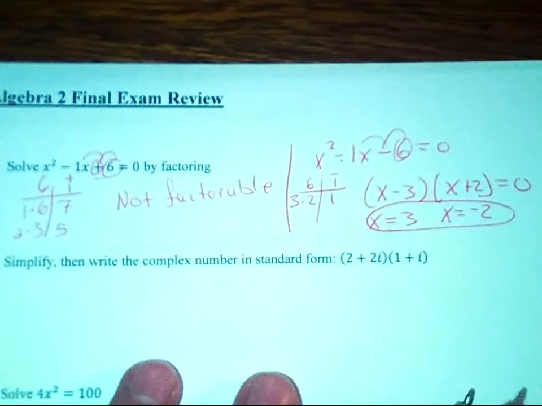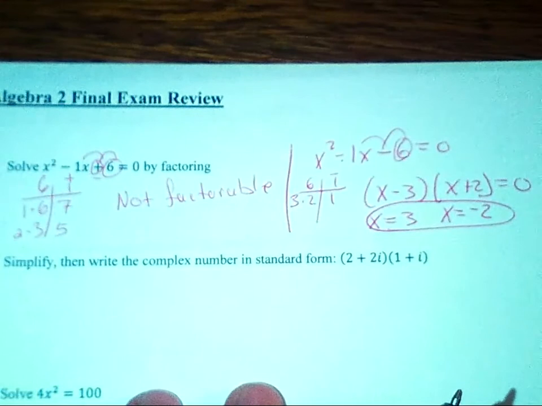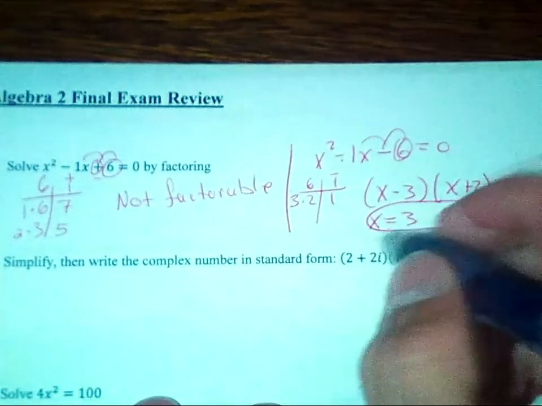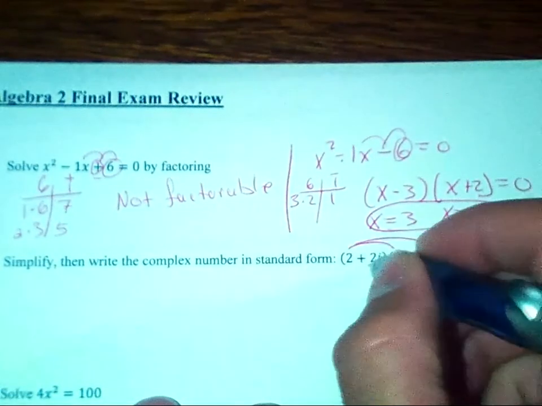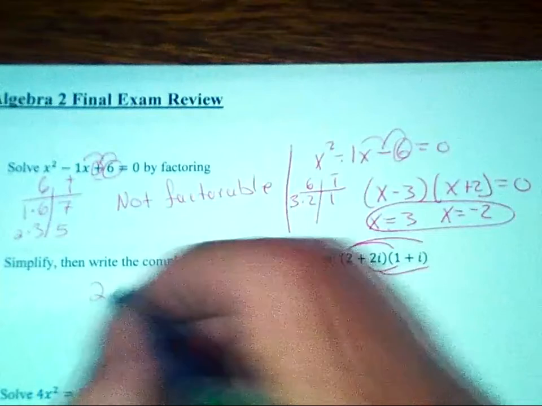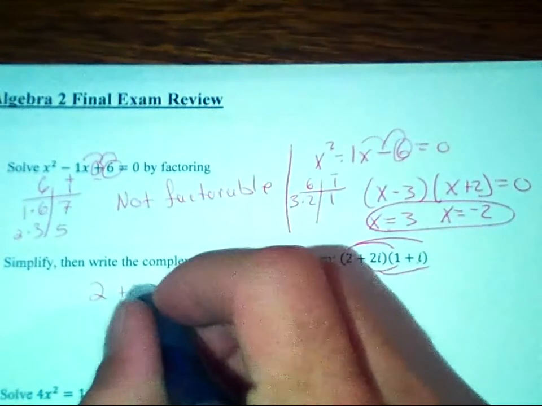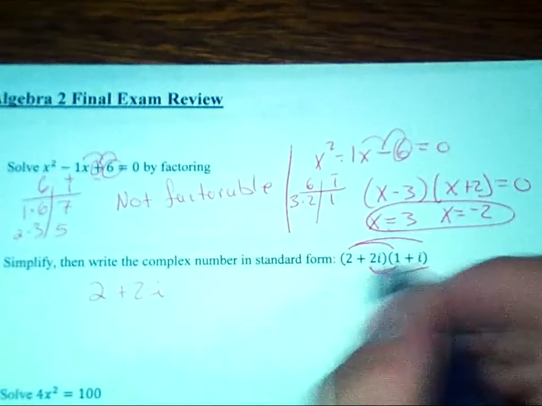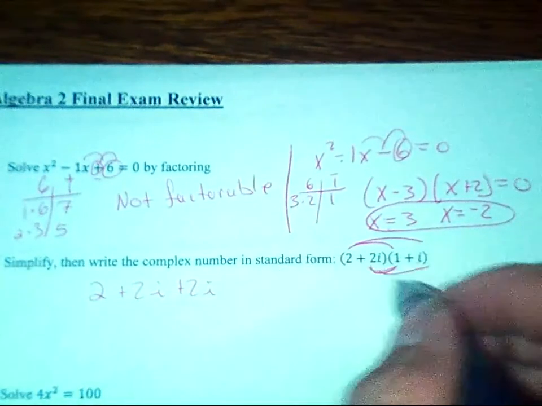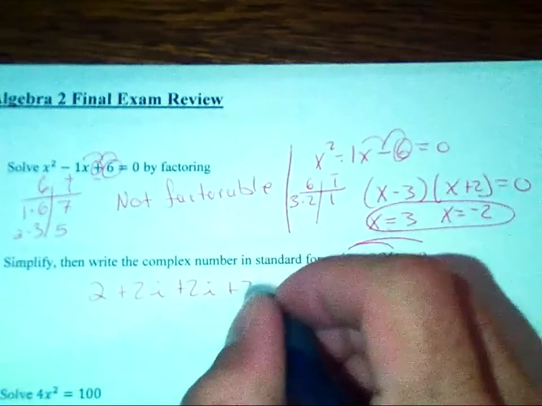Next one, simplify then write the complex number in standard form. So all we have to do here is distribute or FOIL. So we get 2 plus 2i, plus 2i again, plus 2i squared.